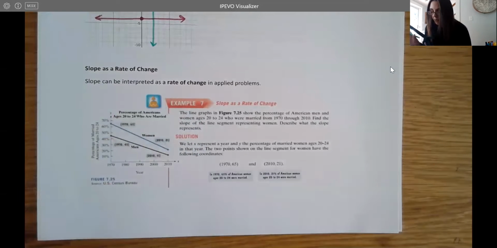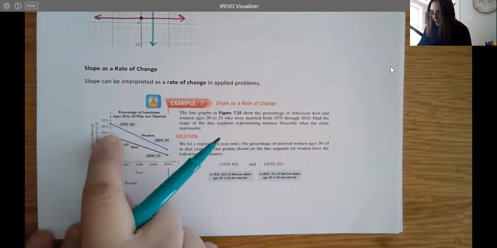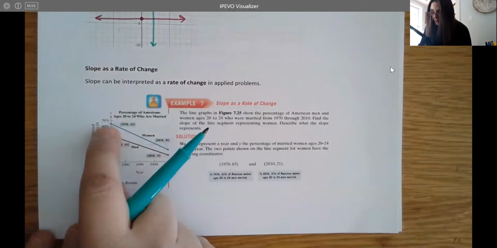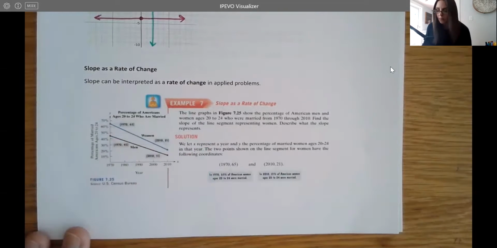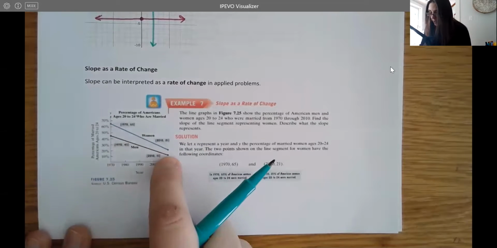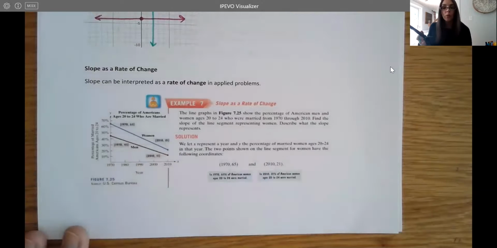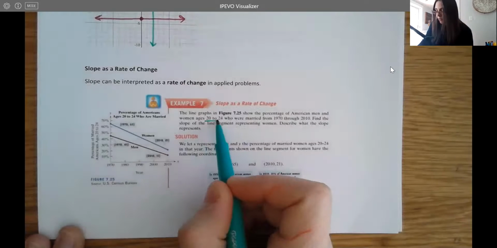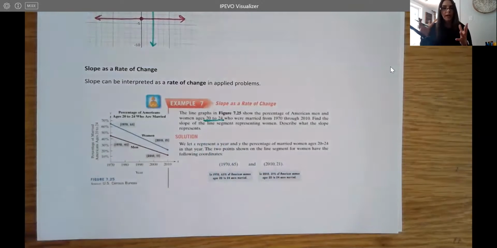Just overall, before I read any further, you can see that back in 1970, about 45% of men were married in this age group, and about 65% of women were married in this age group. Whereas in 2010, those percents dropped to 11 and 21, substantially. So people are just getting married later. This is a pretty early age group, from 20 to 24, so we're just looking at that change in when people get married.